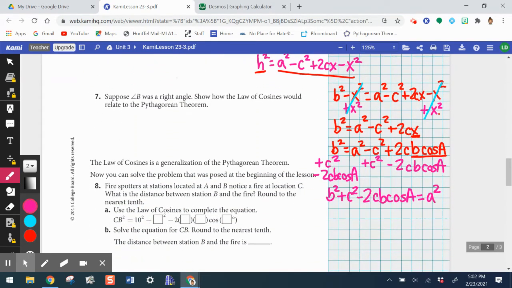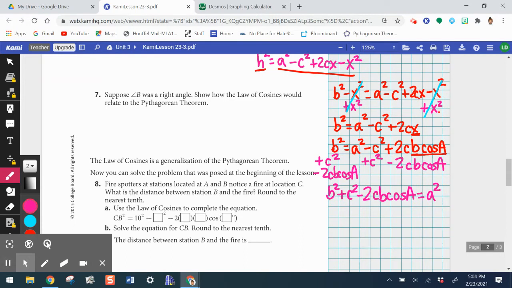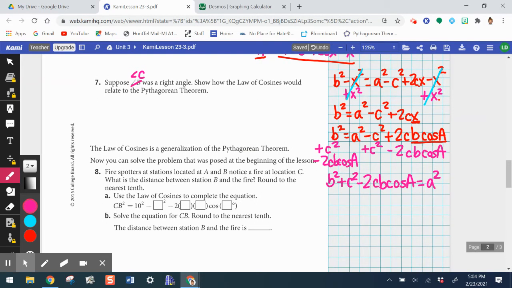So now with that in mind, let's take a look at item 7. I think on item 7, they actually meant to say, suppose angle C was a right angle. Show how the law of cosines would relate to the Pythagorean theorem. So if angle C was a right angle, of course, we would be using that third law, which says c squared is equal to a squared plus b squared minus 2 times ab times the cosine of c.